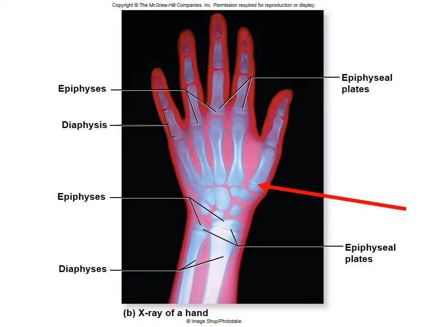mitosis here. However, once puberty is completed, those same hormones will trigger closure of the plate. In other words, the remaining cartilage here will ossify. At that point, growth in length of the long bones stops. Once ossified, this structure is called an epiphyseal line.